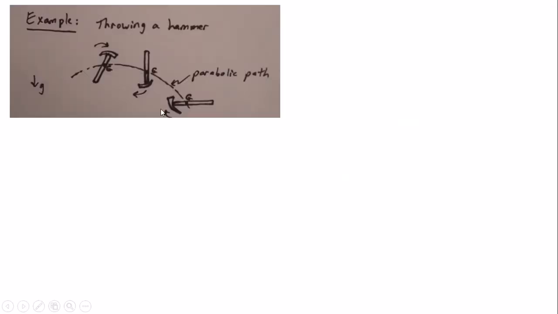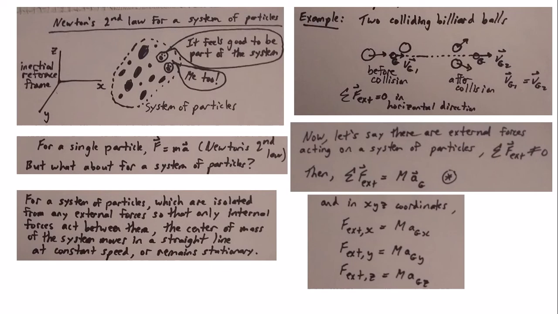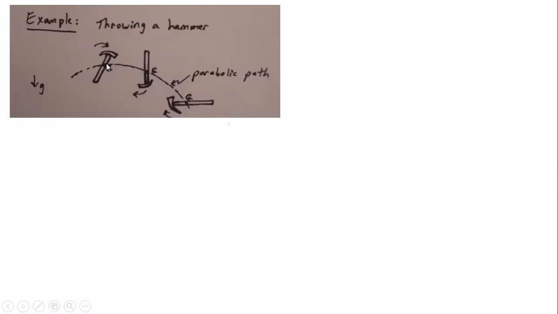Now let's look at an interesting example. Imagine you throw a hammer. As you can imagine, the hammer will turn and twist in the air during its flight. Due to the previous equation, this equation marked star, the center of mass of the hammer moves in a parabolic path. So it doesn't matter what the rest of the hammer is doing, that center of mass point will always follow this parabolic path.